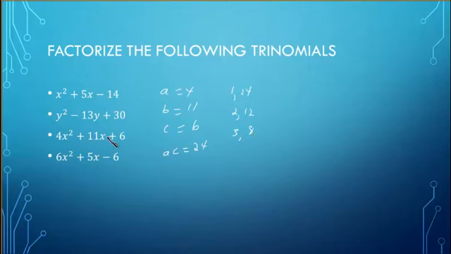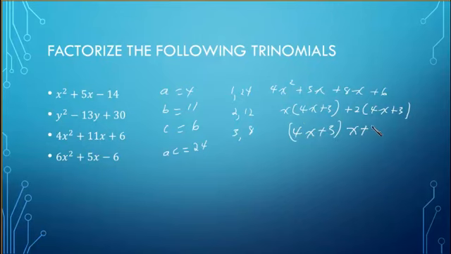So what we need to do is break up this 11x into 3x and 8x. So we rewrite this expression as 4x squared plus 3x plus 8x plus 6. And then factor by grouping. This gives us x times 4x plus 3. And here we take out common factor 2. And that gives us also 2 times 4x plus 3. And then common factor 4x plus 3 times x plus 2. So this should be fairly straightforward.